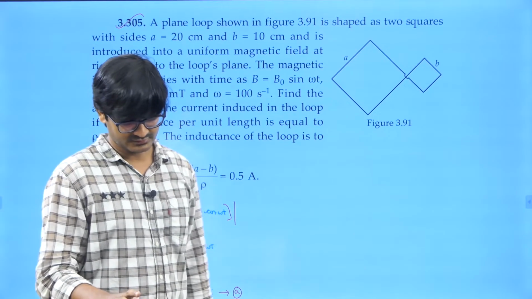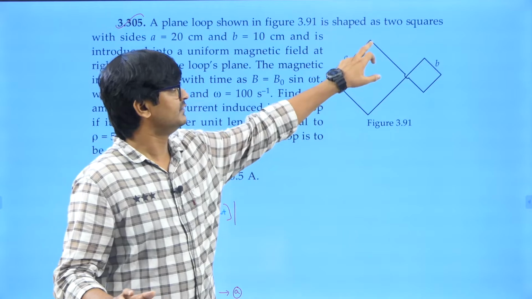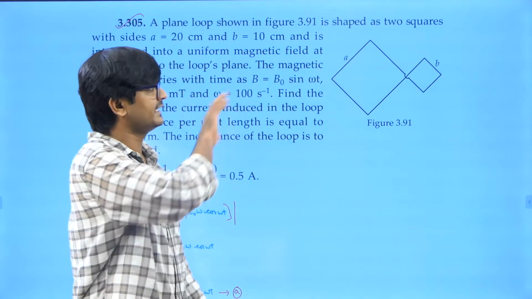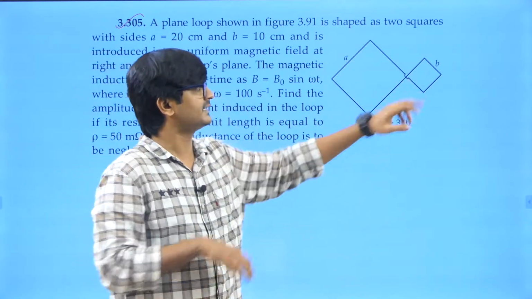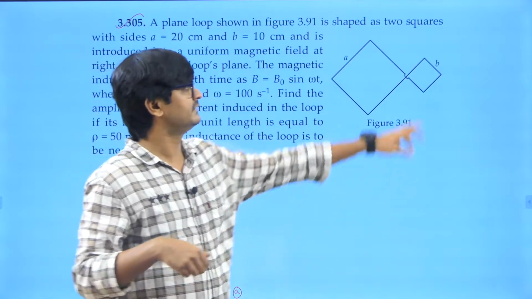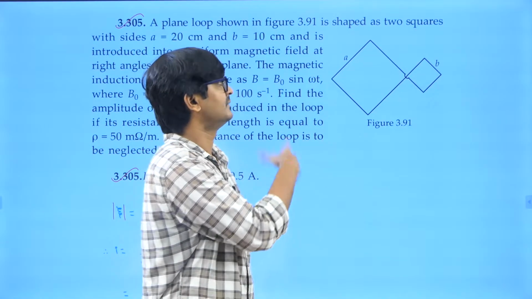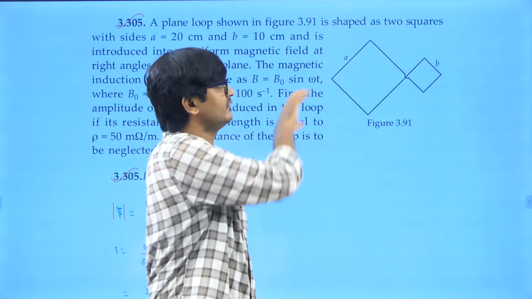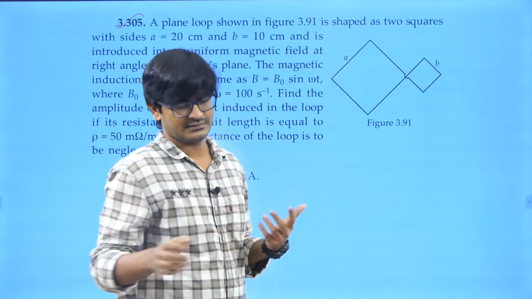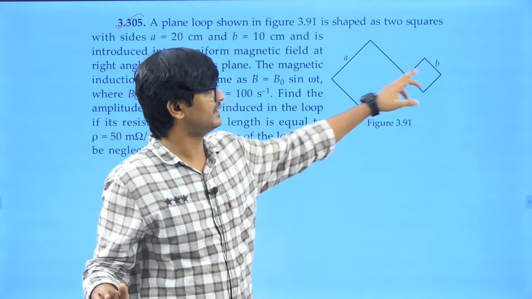Now this one also you can do by yourself. The induced EMF in one loop will try to rotate in one direction, will try to produce current in one direction. The induced EMF in the other loop will try to produce current in the other direction, but whichever is more will dominate, right? So this one minus this one you will get.